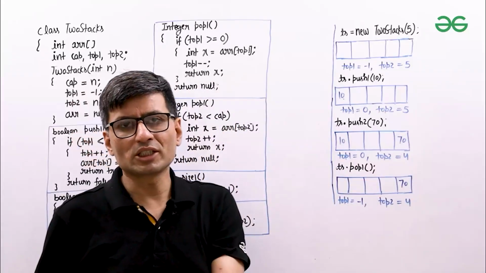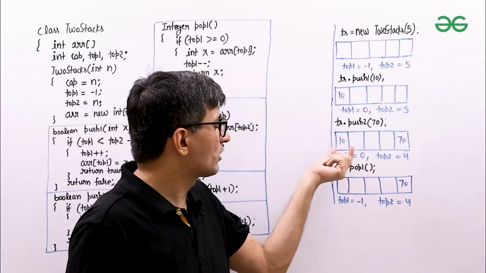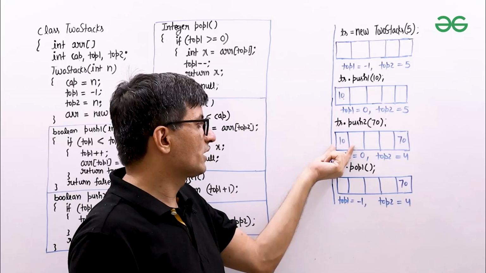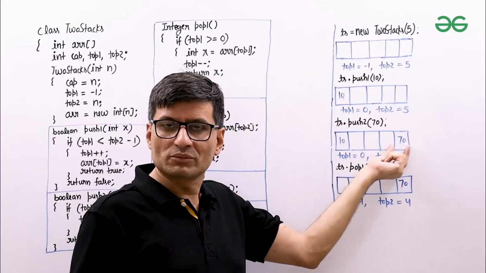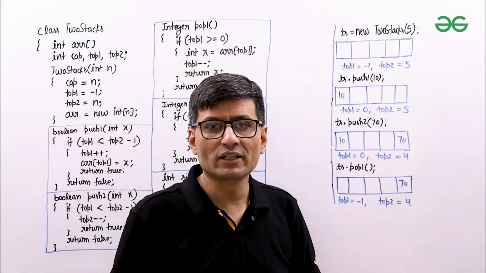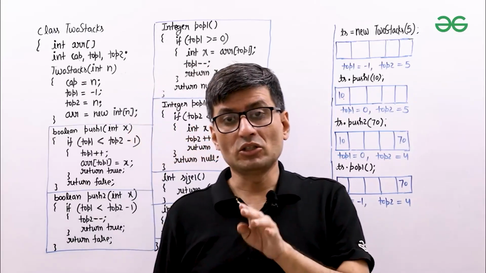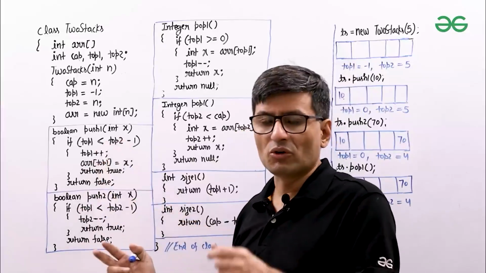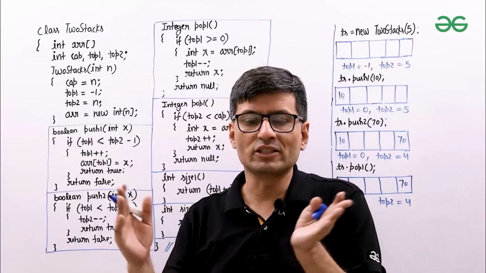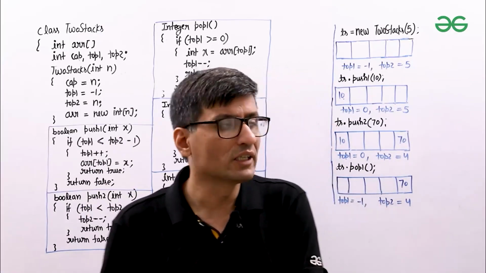And in the pop operations, we are going to do the opposite. If you are going to remove an item or pop an item from this stack, you will do top 1 minus minus. And if you are going to remove an item from this stack, you will do top 2 plus plus, right? The only place where people make mistakes is in this condition. How do you write a condition to ensure that these two stacks do not cross each other, right?